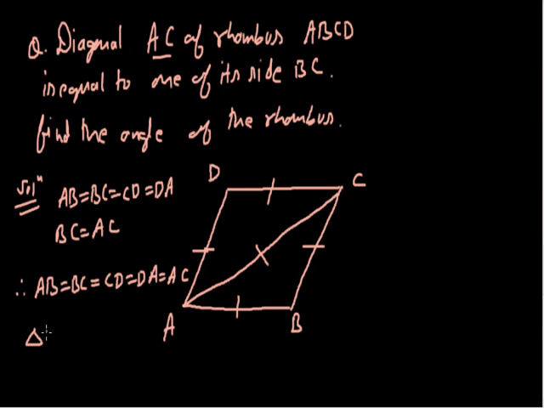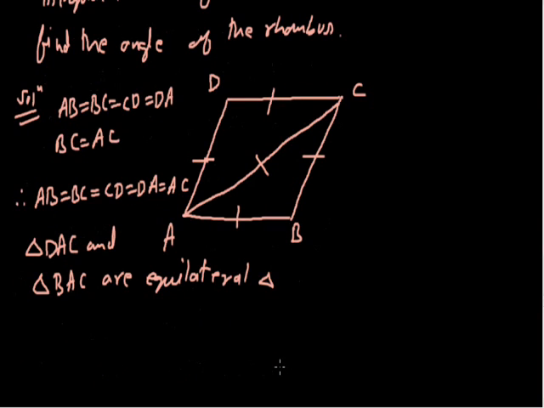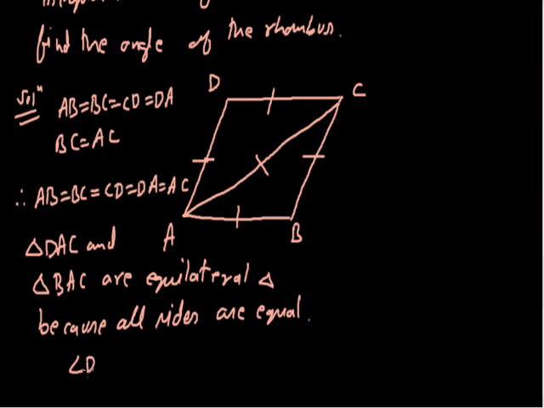So triangle DAC and triangle BAC are equilateral triangles. Why? Because all sides are equal. So as DAC and BAC are equilateral triangles, it means angle D should be equal to angle B should be equal to 60 degree, because in equilateral triangles all the angles are of 60 degree. So angle D and angle B should be 60 degree.